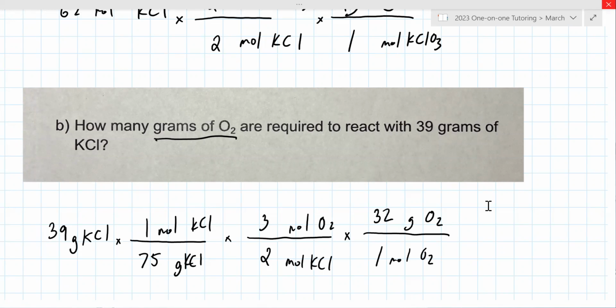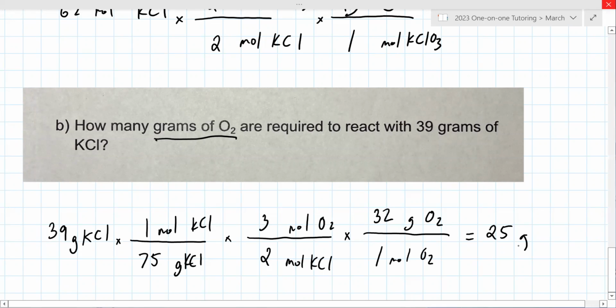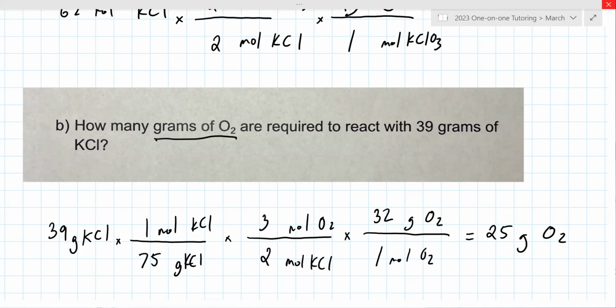25 grams of KCl. Nope, not KCl. Of O2. O2. Yes. Okay. And then number 8 is kind of the same thing. They're all very similar.